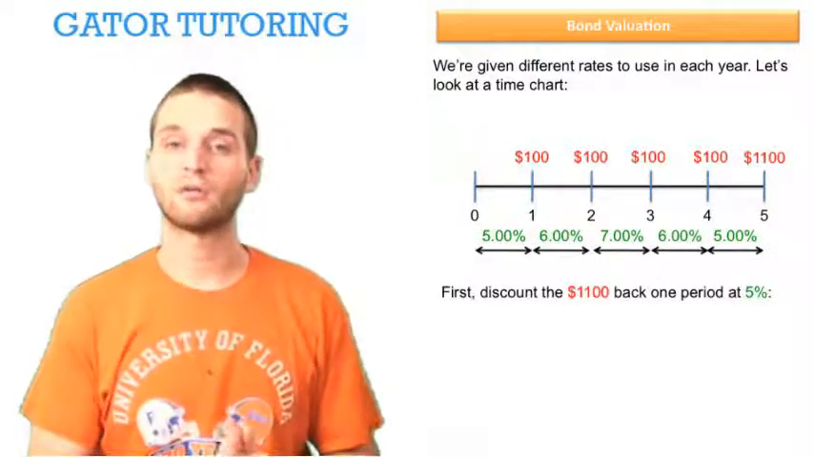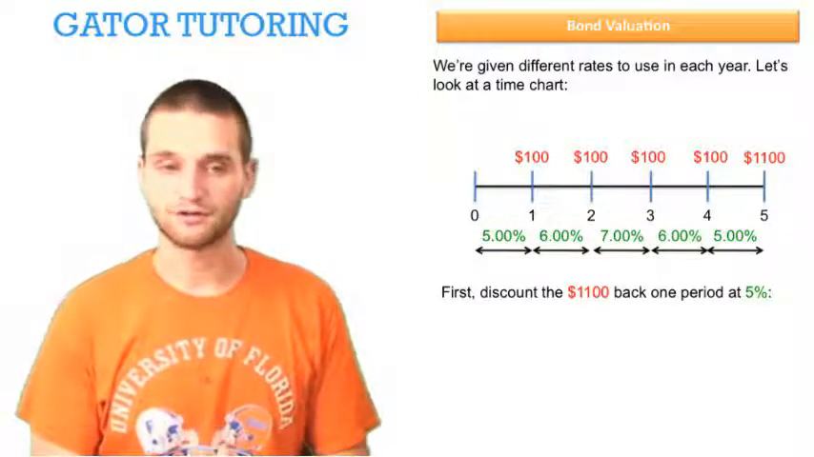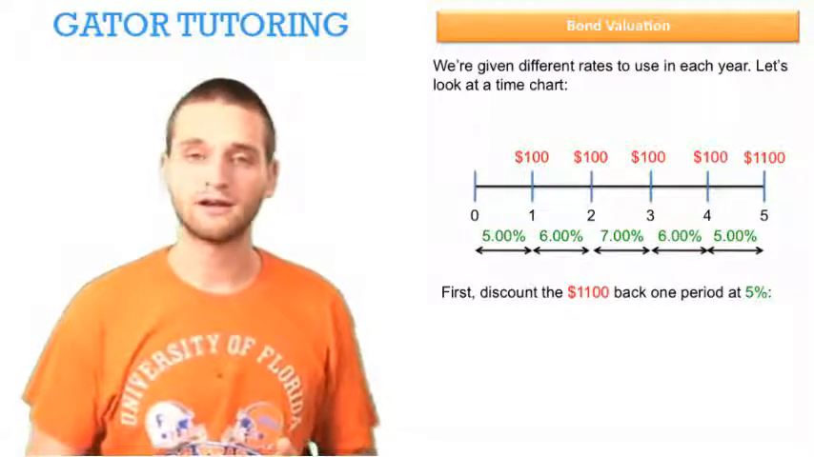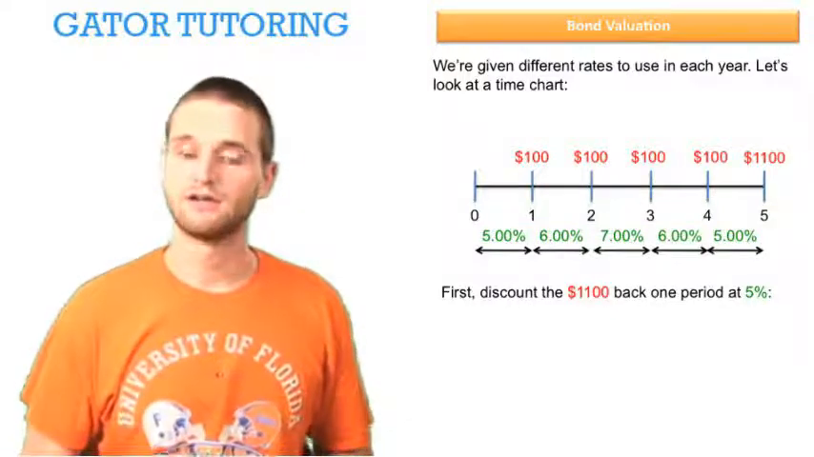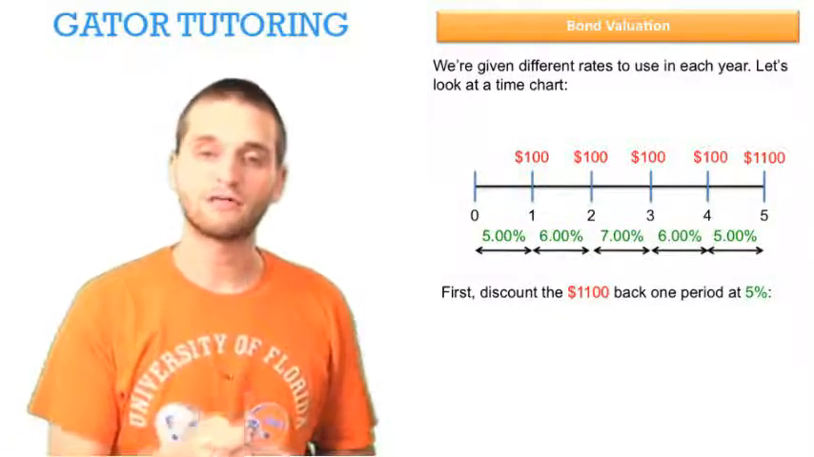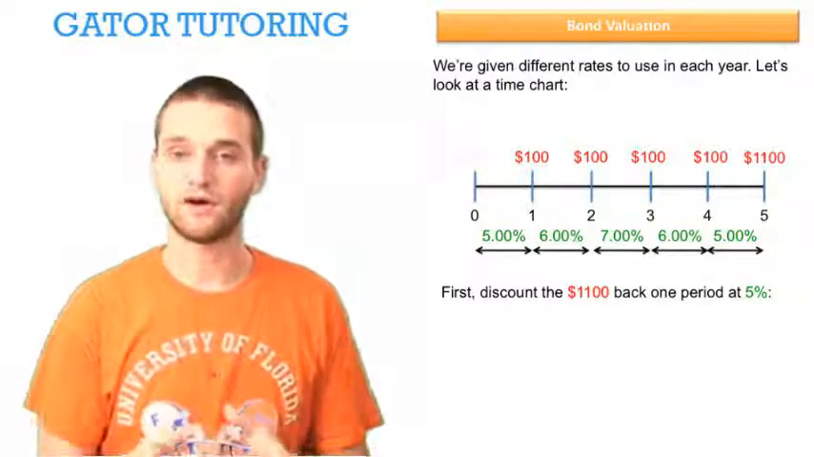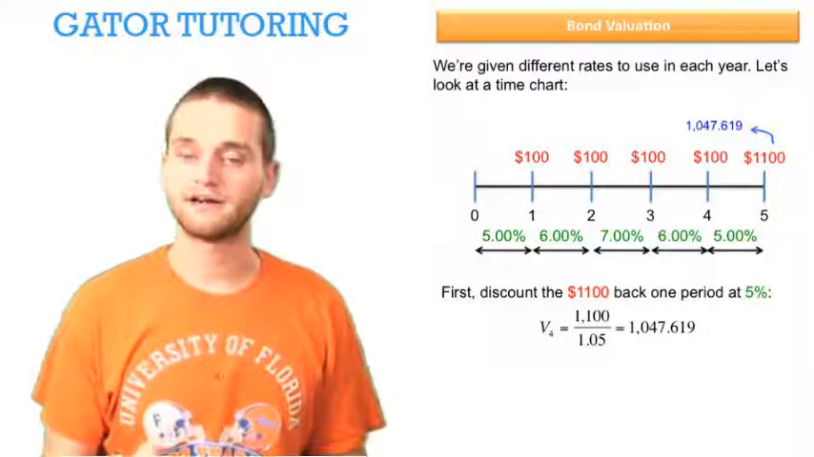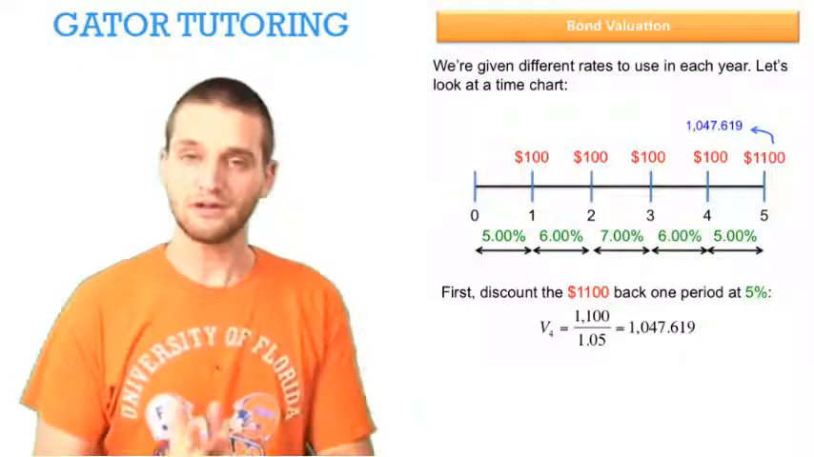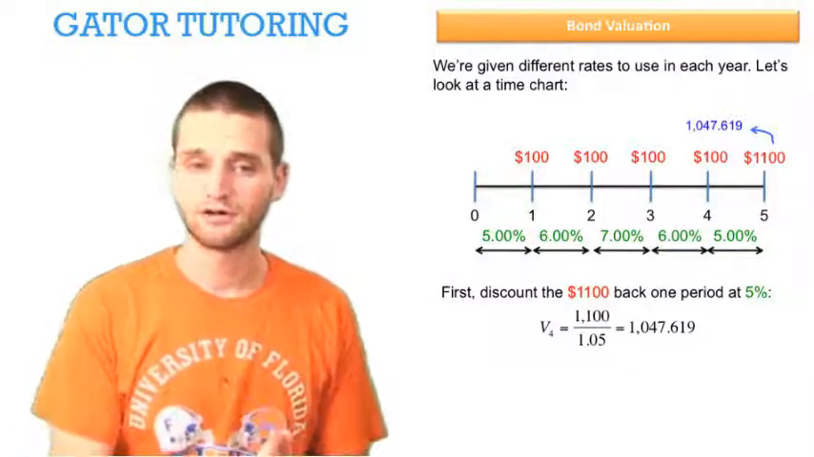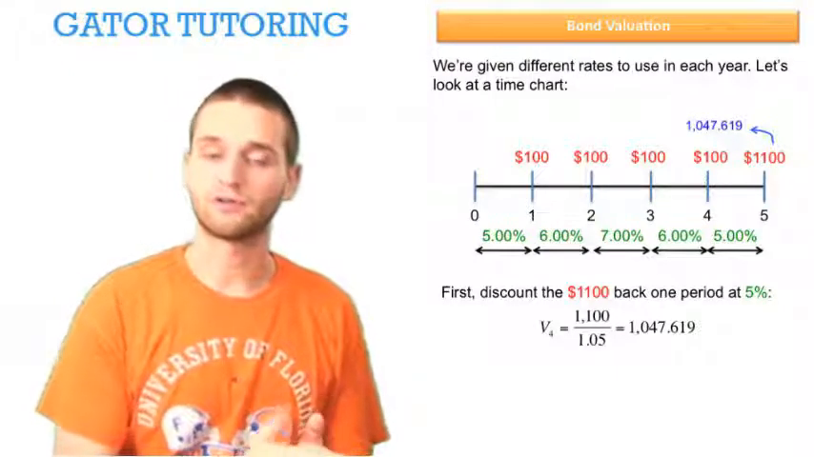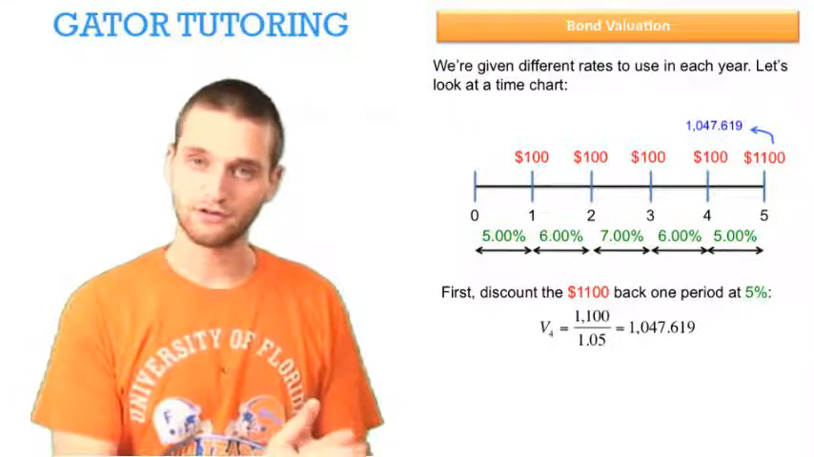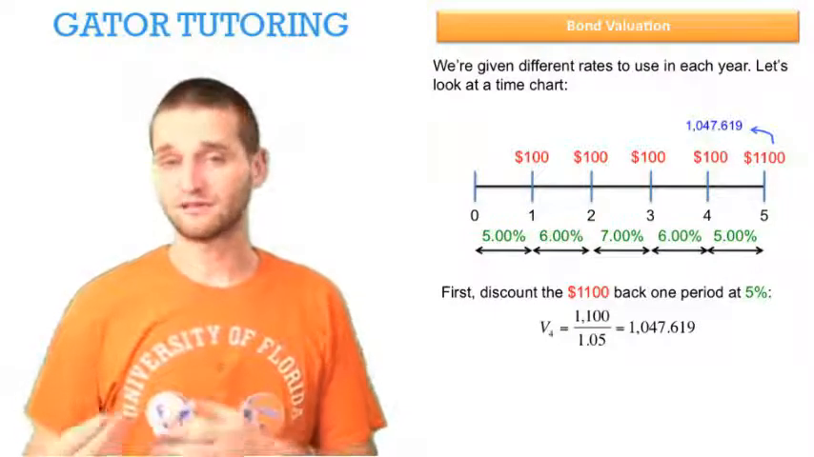So first, let's start with our last cash flow, the $1,100, and discount it back one period. And we're going to use the 5% because as we can see from this time chart, the interest rate being used as the discount rate between period 4 and 5 is 5%. So we discount that $1,100 back one period at 5%. And we get the value of that $1,100 in year 4 to be $1,047.619.